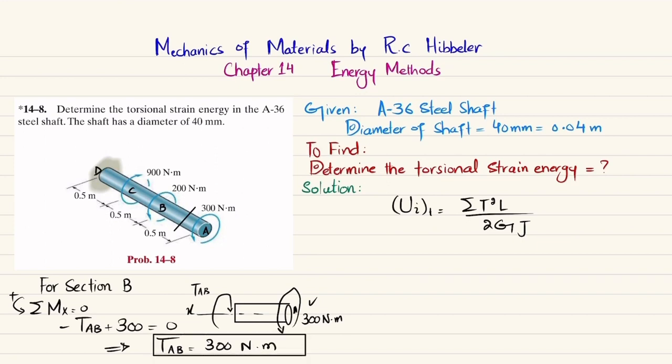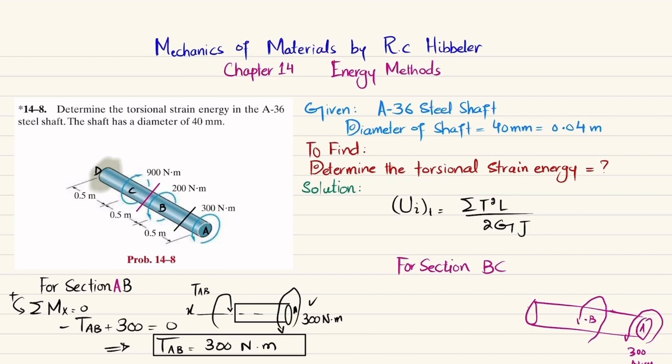Now we will cut this beam in section BC. So I will write for section BC, here it was AB. When you cut it and draw the free body diagram of this shaft, it will be like this. This is point A, where you have a torque of 300 Newton meter. This is your point B, where again you have counterclockwise torque of 200 Newton meter, and this is the x-axis. So in order to balance it, we have a clockwise torque which will be equal to TBC.